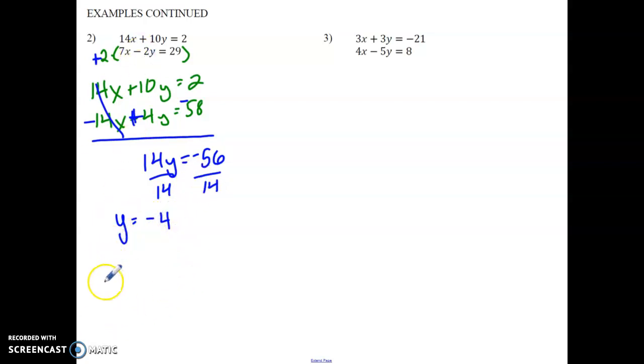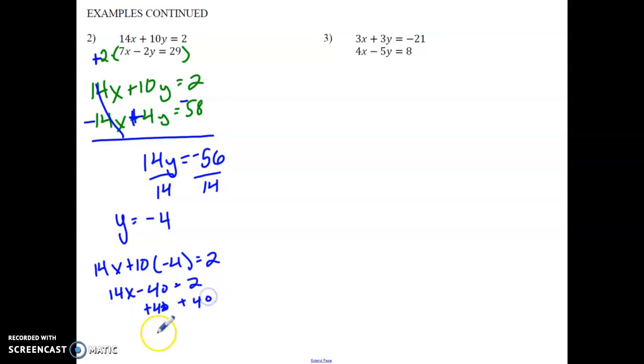I'm going to go back and plug that into that first equation. So I get 14x plus 10 times -4 equals 2. I'm going to add 40 to both sides to get 42. Doing some quick math in my head there. And then divide by 14 to find that x equals 3. So my solution here should be 3, -4.